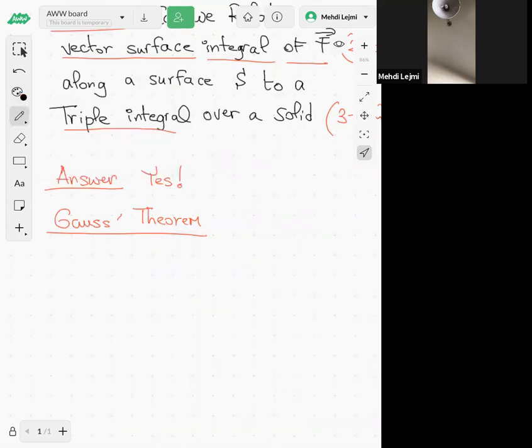Of course, I didn't prove Stokes theorem or Green's theorem. You can find the proofs in the textbook. The proofs are standard, but very long. That's why I didn't really prove these theorems in this class, but you can find the details in the textbook. They're not that bad, but they're kind of long.